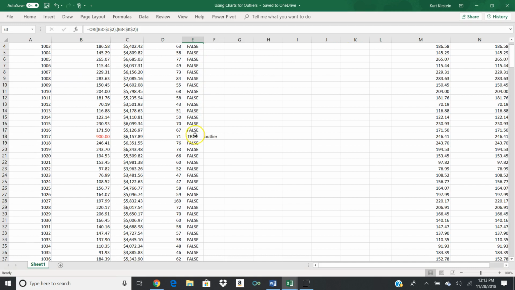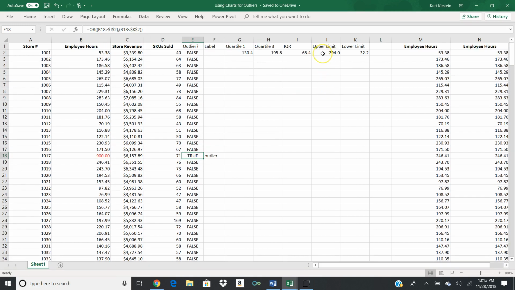Our first outlier down here is 900. 900 becomes true because 900 exceeds our upper limit. Because it exceeds our upper limit, it is now an outlier, and we don't have to look at any other part of it. In truth, the way that we've set these up is they can't both be true at the same time. That's technically impossible, but we don't have to look any further just to know that this is an outlier, and that's why it got a designation of true.